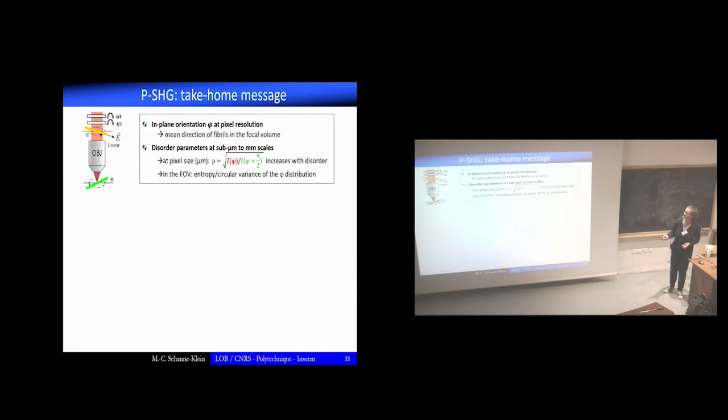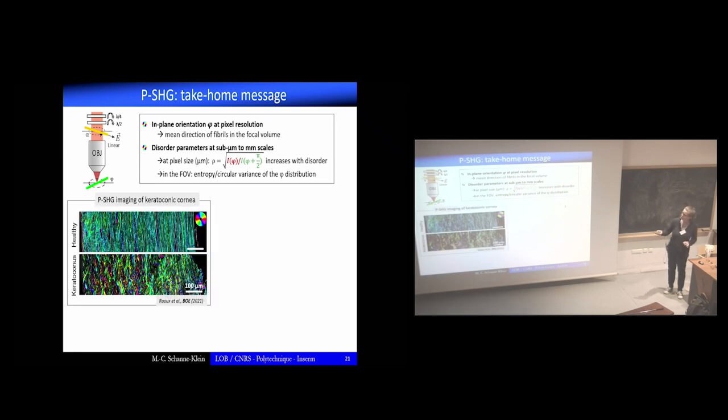So what's the take-home message for polarization is that we have in-plane orientation at pixel resolution. We have the disorder parameter within the pixel, and we have also the disorder parameter within the field of view, because as we have the orientation distribution, we can compute, for example, the entropy or the circular variance of this distribution and see that it increases. So here it's a transverse section of cornea, a healthy cornea and a keratoconic cornea, and you see that there is a disorganization of the lamellae.